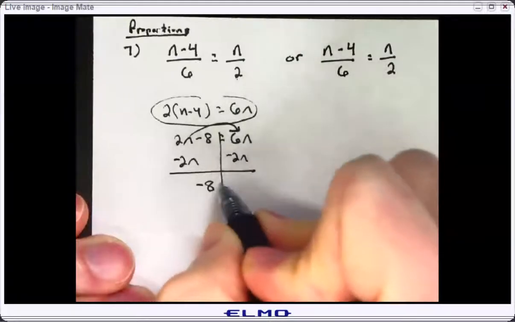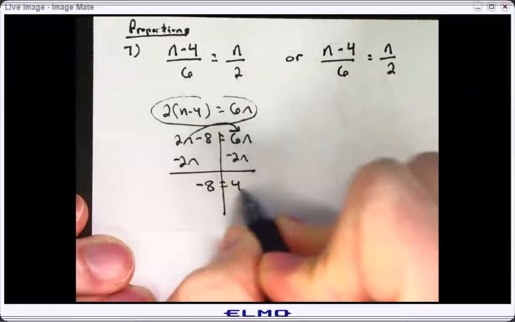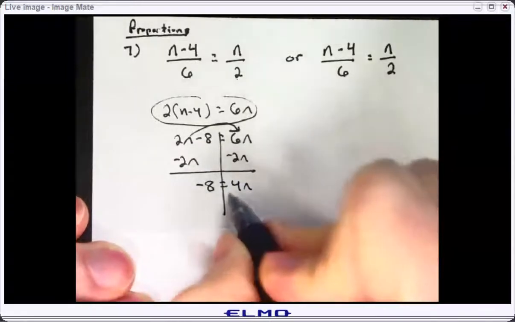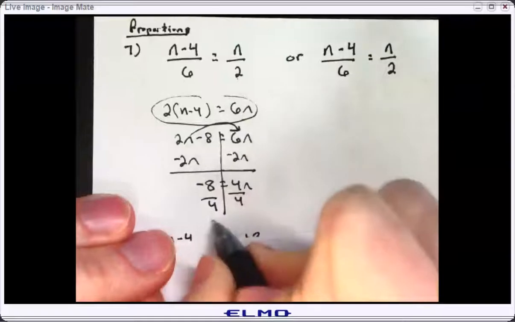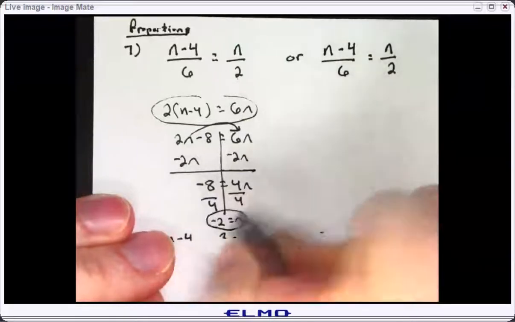Leaves me with negative 8 equals 6 minus 2 is 4n. One more step to get rid of times 4. You divide both sides by 4. And your answer is n equals negative 2.